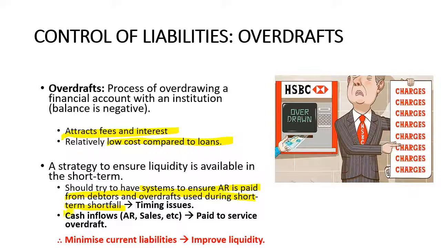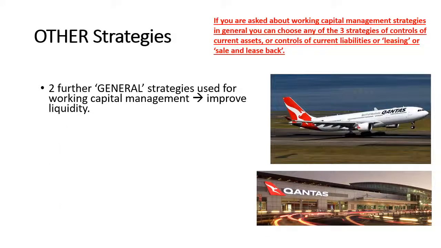Secondly, we try to match our inflows to our overdraft as well. So our sales. Once we receive our money, we'll pay off our overdraft as soon as possible. Because what we're trying to do here is minimize our liabilities to improve our liquidity. Okay, so that is our control of liabilities. We've done control of assets, what we own, control of liabilities, what we owe, so own and owe.